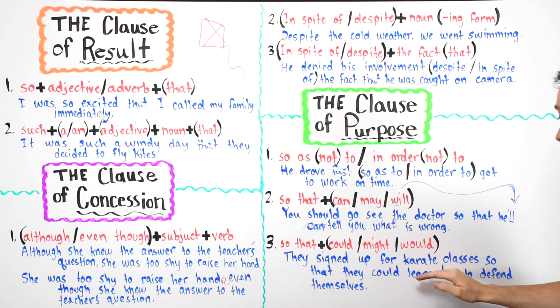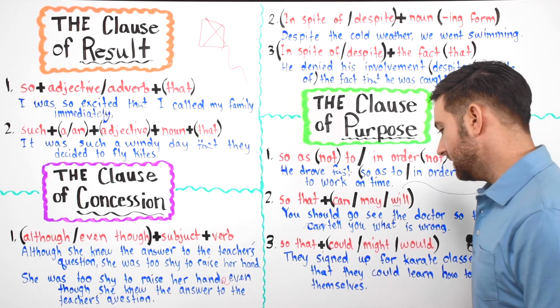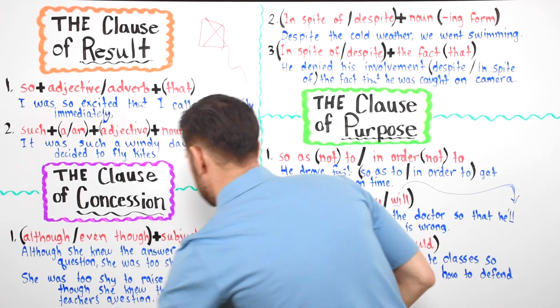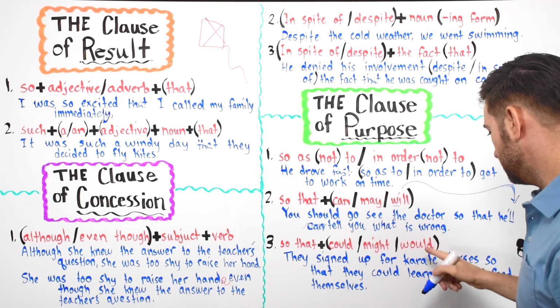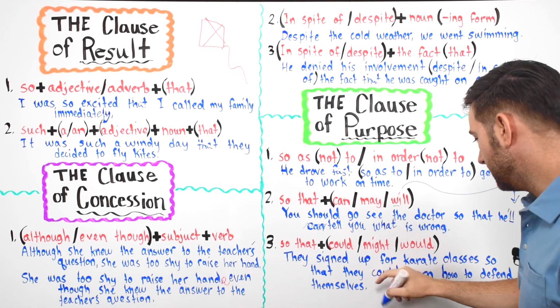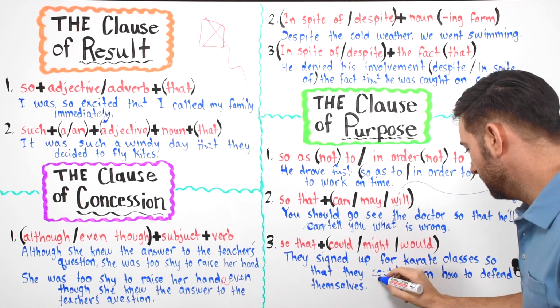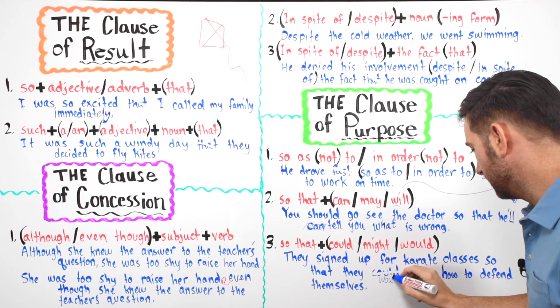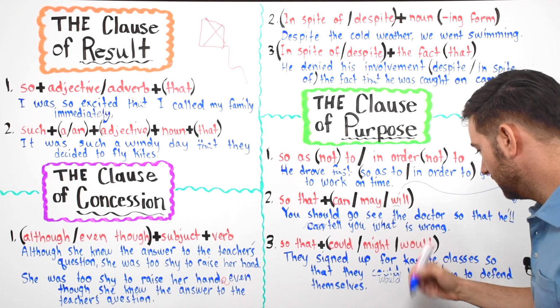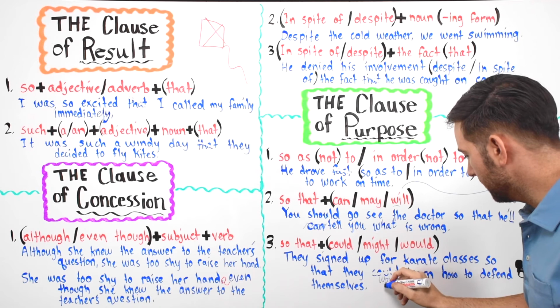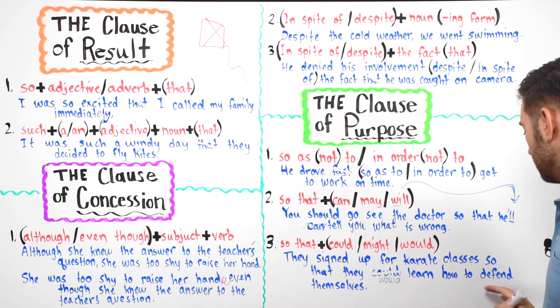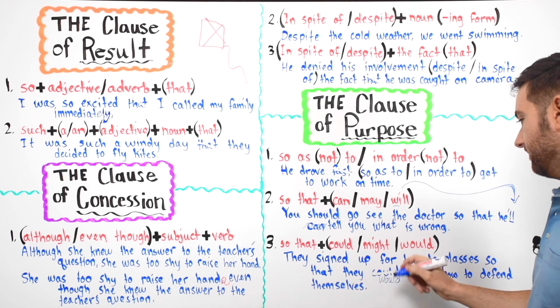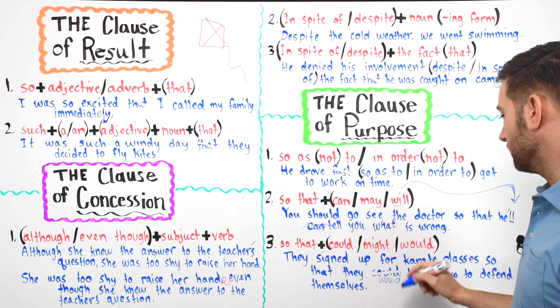They signed up for karate classes so that they could learn how to defend themselves. We're using could here. Or you could say they signed up for karate classes so that they would learn how to defend themselves. So you could say could or would.